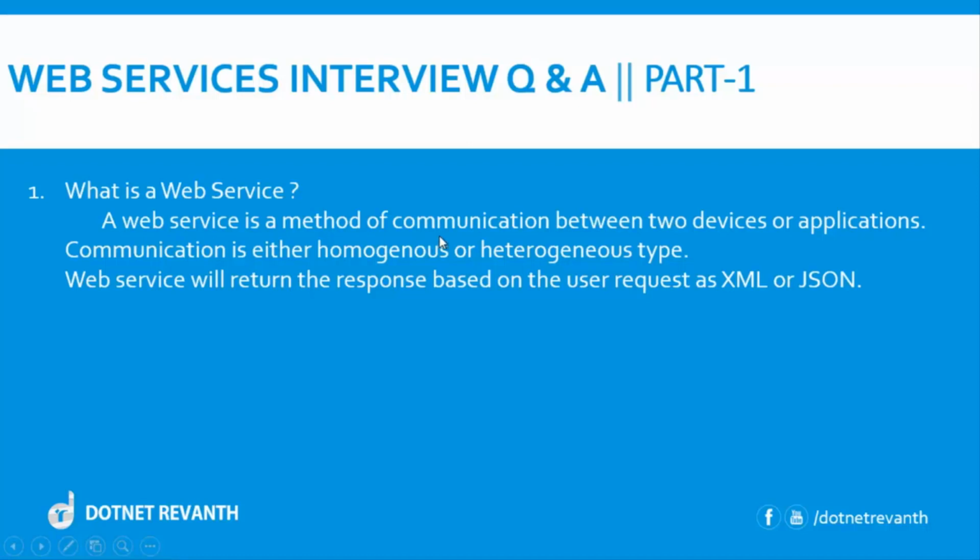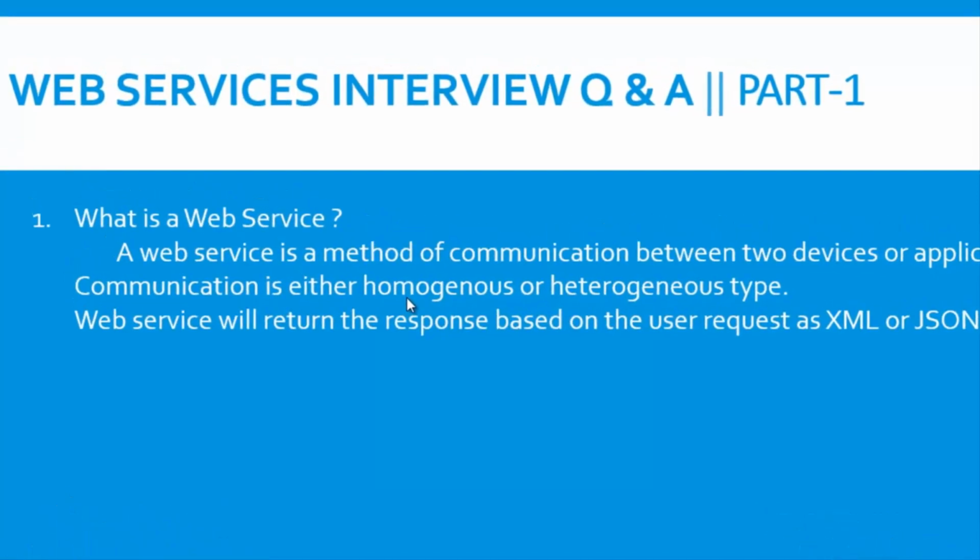A web service is a method of communication between two devices or applications. Communication is either homogeneous, meaning technologies like .NET communicate with a .NET web service or Java with a Java web service, or heterogeneous, meaning different applications communicate with different services, like .NET communicating with a Java web service, or a Java web service communicating with a .NET web service.